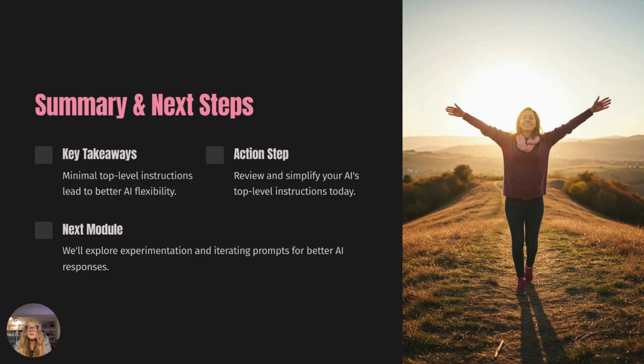So in this module, we've covered what custom instructions are and how they influence AI responses, and why keeping top-level instructions minimal leads to better flexibility, the difference between general preferences and context-specific guidance, and an introduction to how you can use things like custom GPTs and starred chats for more detailed instructions. Your action step now is to review your AI's top-level instructions and simplify them so that they only include your evergreen preferences. In the next module, we'll explore experimentation and how to tweak and refine prompts for even better AI responses. See you there.